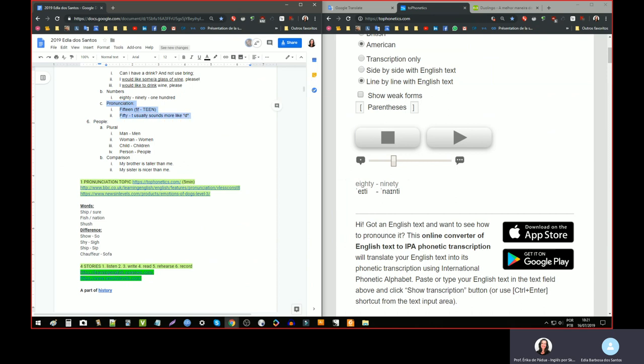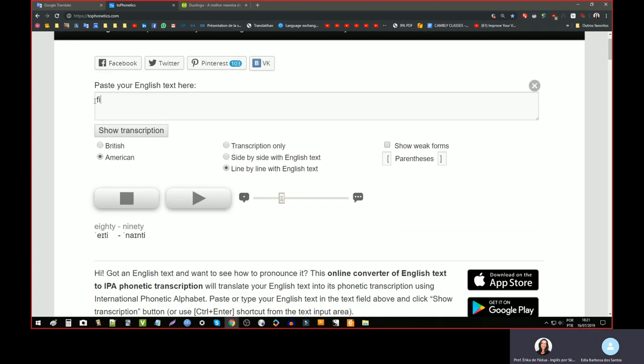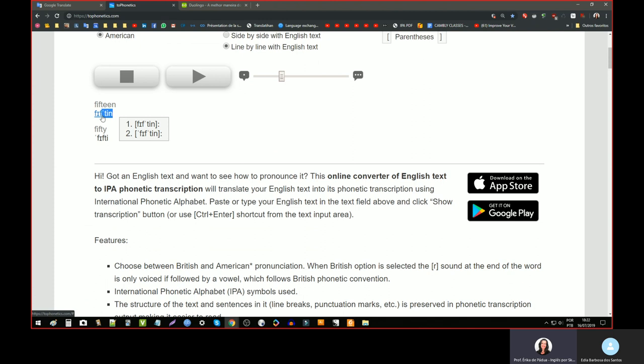Yes, because of the difference in 15 and 50. The T is more long. And 50, the sound of T usually sounds more like D, especially in American English, right? Just to visualize once more the difference. Here, see, the mark of the stressed syllable is here, so say 15. Right? And here the stress mark is in the beginning, so it's 50. Good job. All right.